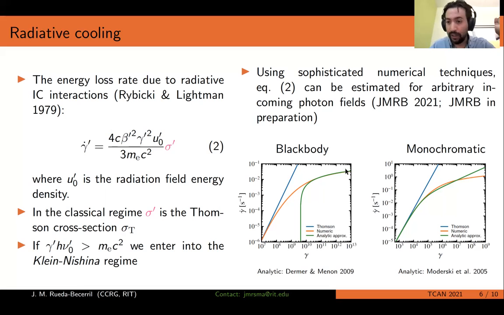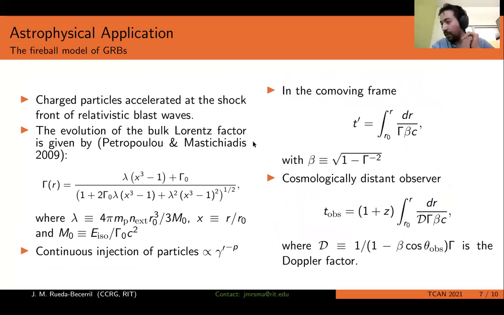Okay, something I have to mention here is, as we can see, the Thomson regime is very efficient. It cools particles very efficiently, while the Klein-Nishina, as you move to highly energetic photons, gets less efficient.